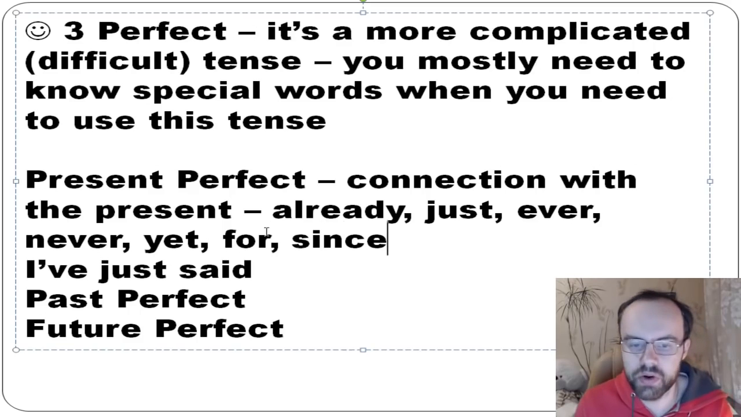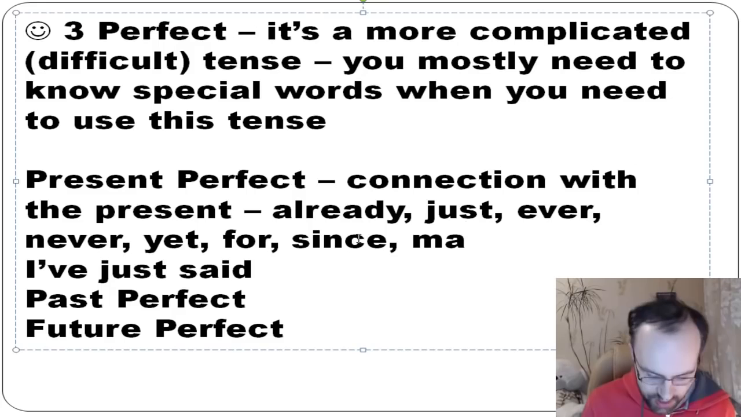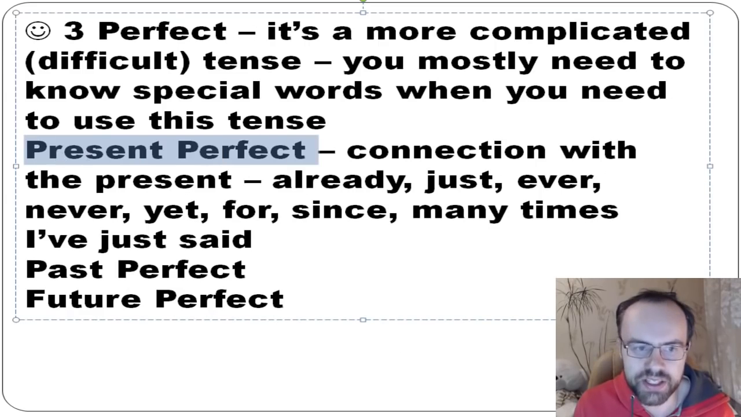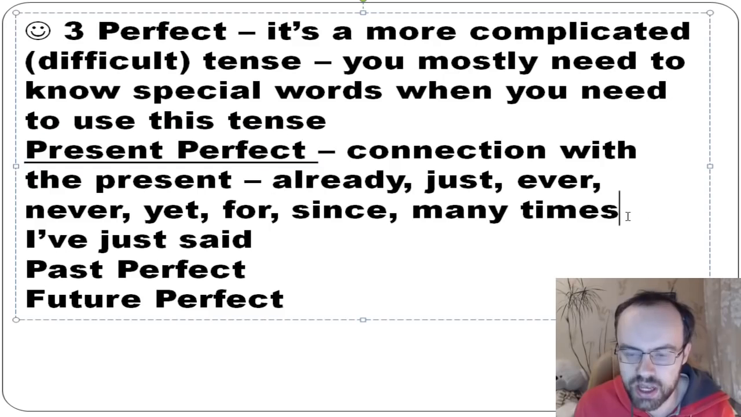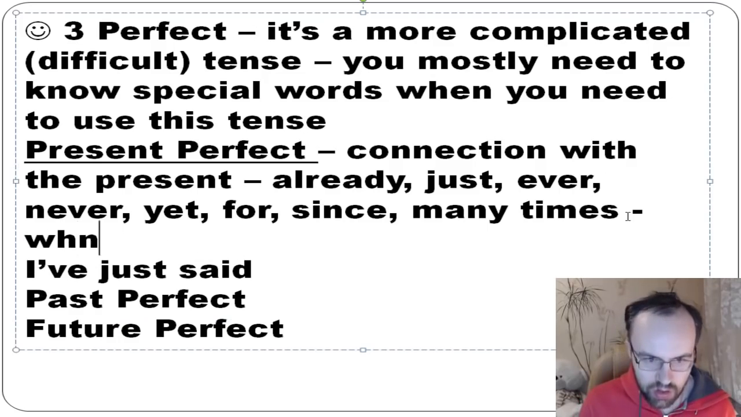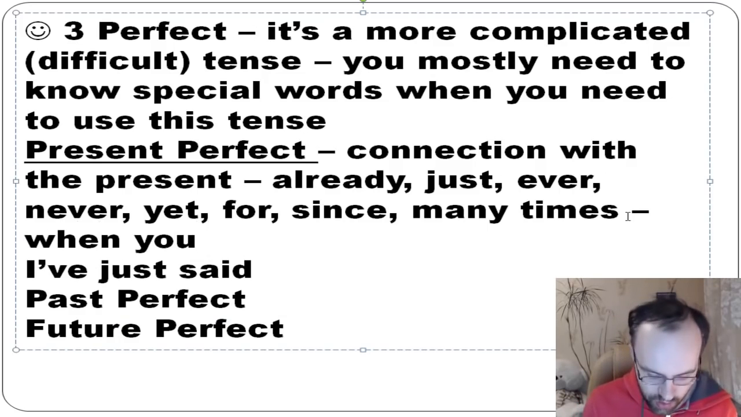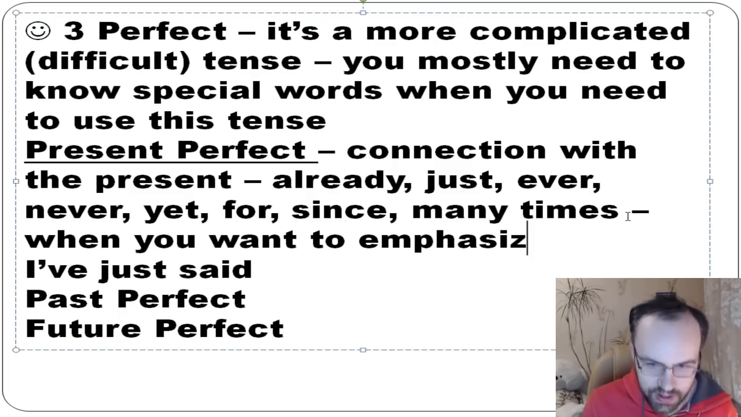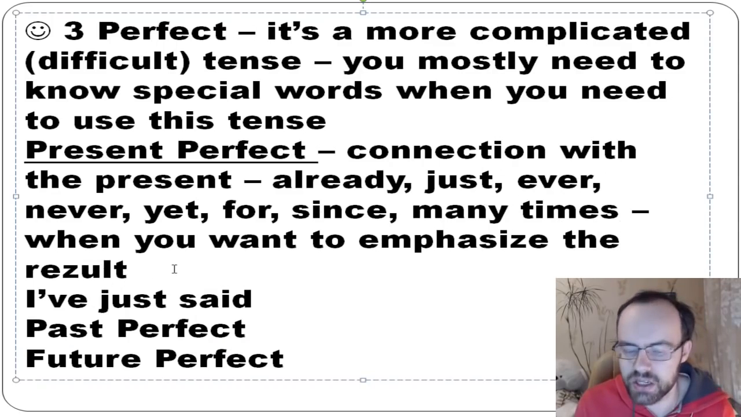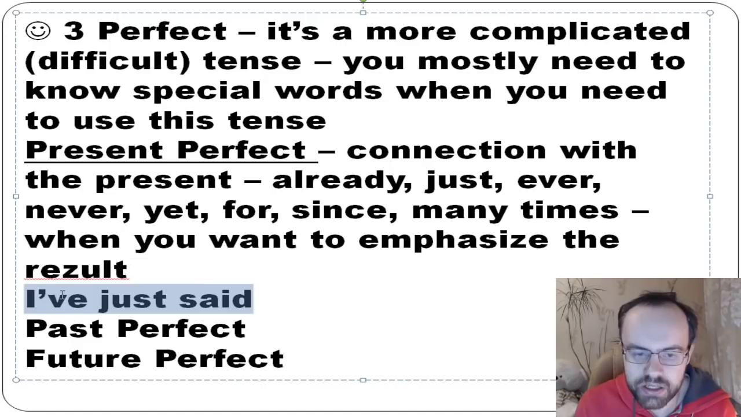We often use present perfect with these things, and also many times or several times, 2 times, 3 times. But the most important thing, if we are talking about present perfect, is if there is a connection with the present, and when you want to emphasize the result, to say that it's really important. So I've said it, or I've done it. So it means that it's really important. So I've said it, result.